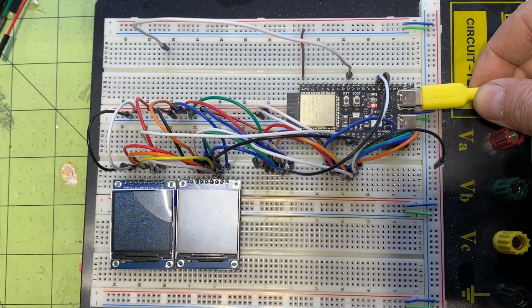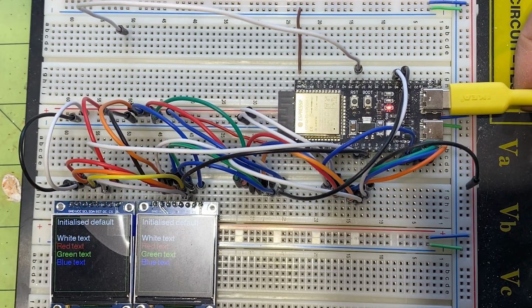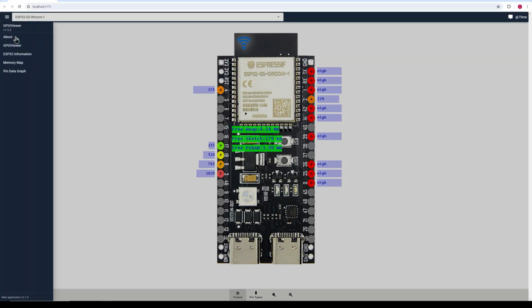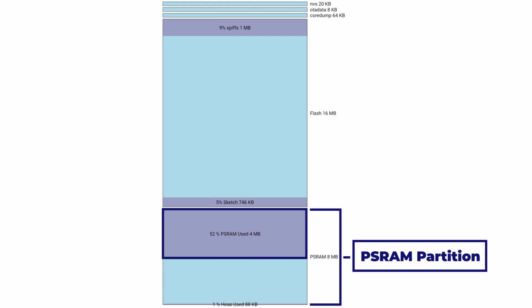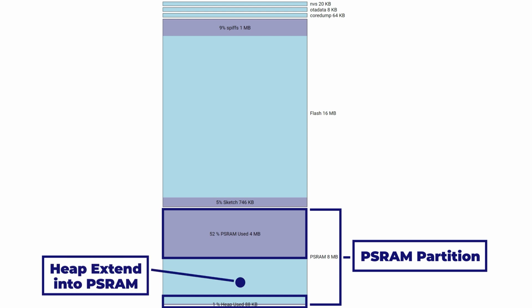Now, if I change for an ESP32 that has PSRAM enabled, you can see the new PSRAM block on the memory map. My ESP32 has 8 MB of PSRAM, and my code is using 50% of that space. The heap memory is now shown in the PSRAM block. That's because the ESP32 can automatically use this extra PSRAM for the heap, significantly increasing the available memory for runtime use.